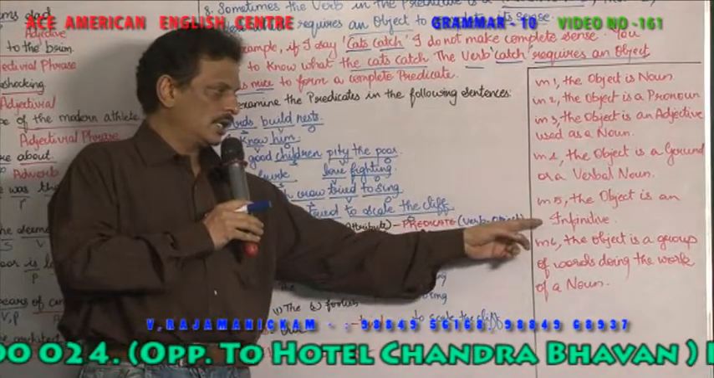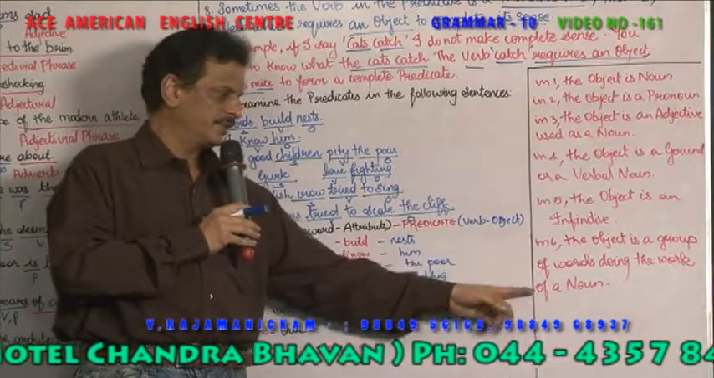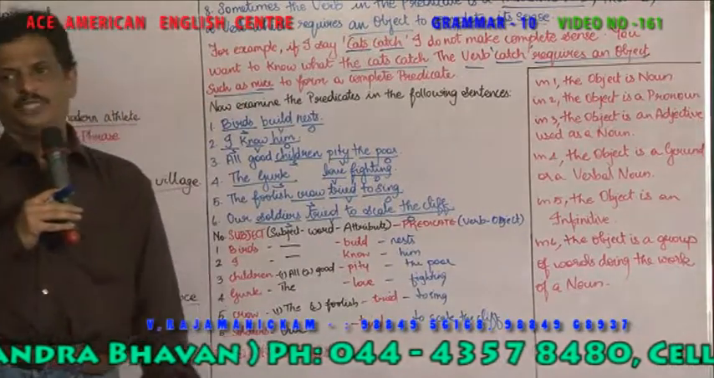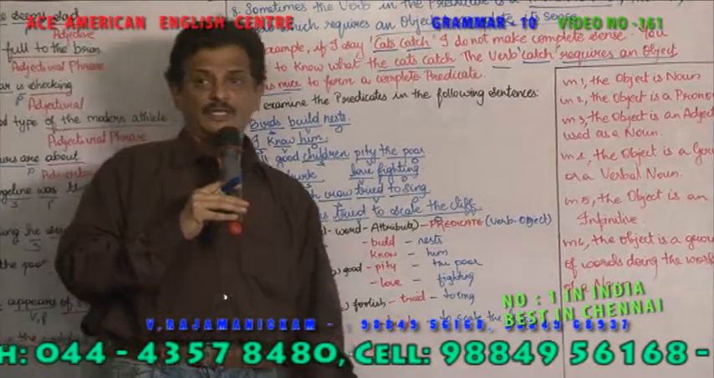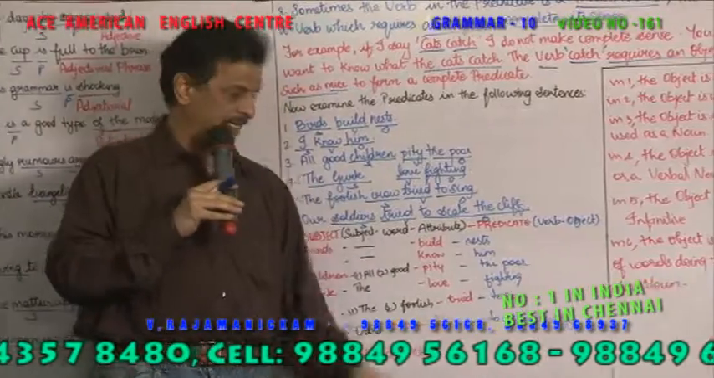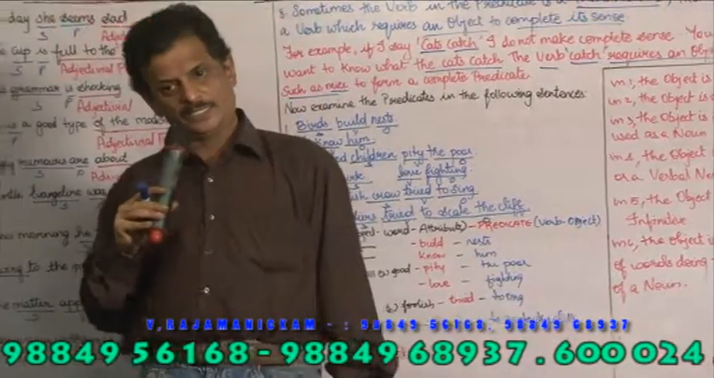ஸோ இந்த ஆப்ஜெக்ட், to scale the cliff என்பது group of words doing the work of a noun. இது கூட்டாக வந்து ஒரு பெயர் சொல்லுக்கான அர்த்தம் கொடுக்கிறது. அதற்கு முயற்சி செய்தார்கள் மலையை ஏற. ஸோ மலையை ஏற என்பது இது என்னவாக மாறிவிடுகிறது? Group of words doing the work of a noun. Hope you're able to understand.